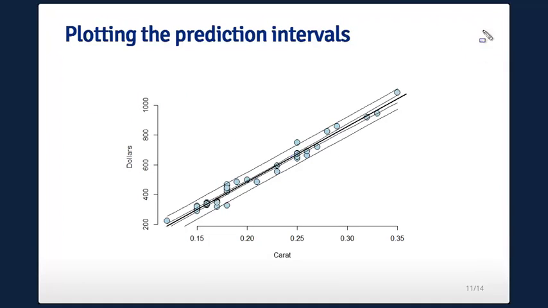But if we were to say predict a point way out here where we haven't observed any data, the prediction lines bow out a lot more. Okay, so here's the difference between predicting the regression line at that point versus the prediction interval at that point.